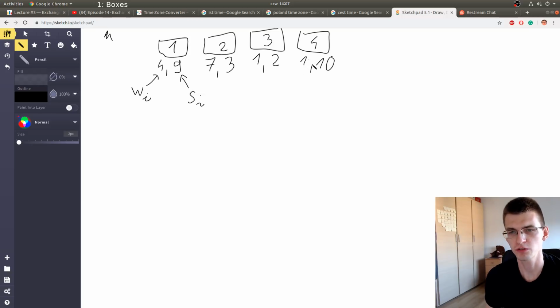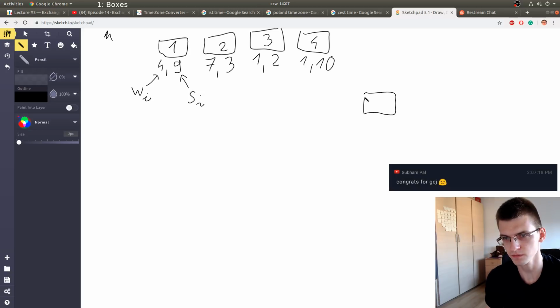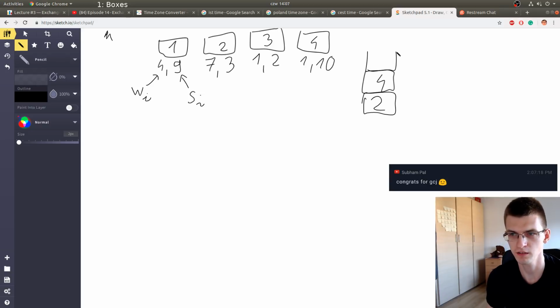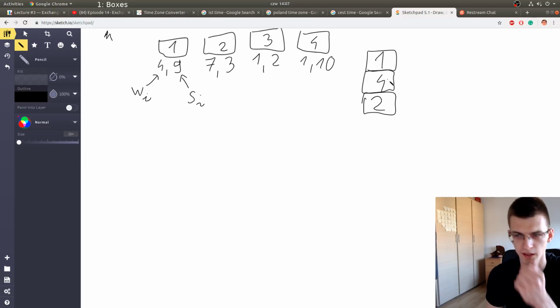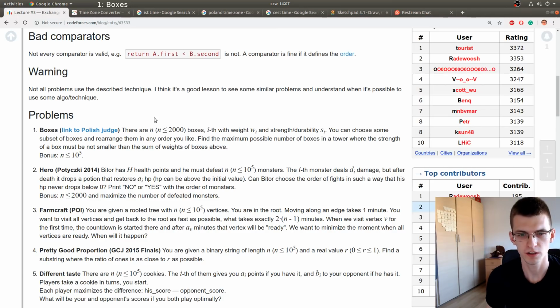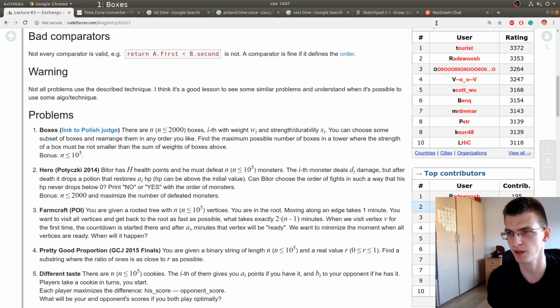And we should choose some of them and put them in some order. For example, maybe it will be, I don't know, 2, then a 4, then a 1, not necessarily all of them, to create a tower of them. And the following must be true. For each box, the strength of a box must be not smaller than the sum of weights of boxes above.